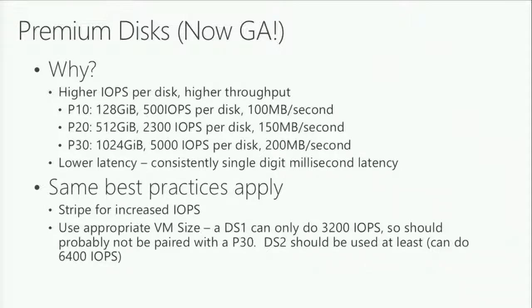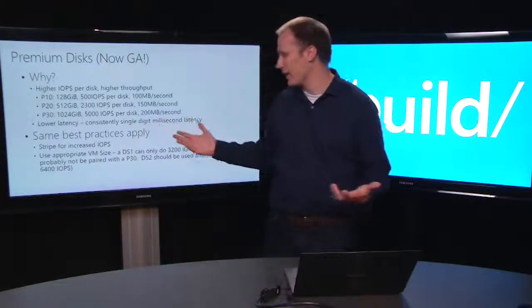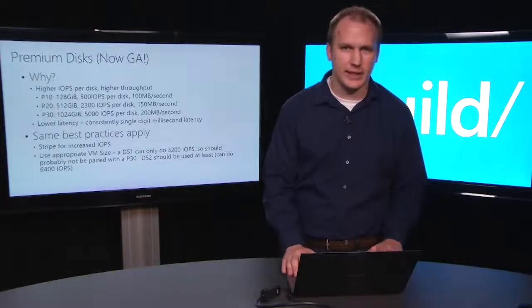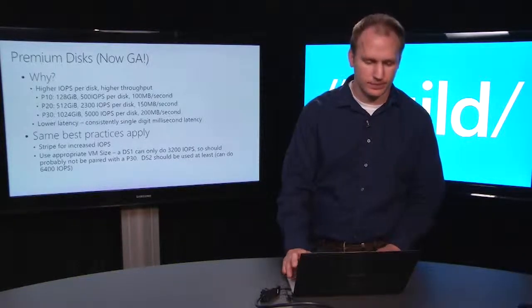So same best practices. It's all built on a similar platform, so same best practices apply. Stripe for more IOPS. One note here is to make sure you're using the appropriate VM size. For example, a DS1 can only do 3,200 IOPS, so you probably wouldn't want to pair that with a P30 that can do 5,000. You should use at least a DS2 to make sure that you can get all the IOPS you're looking for.